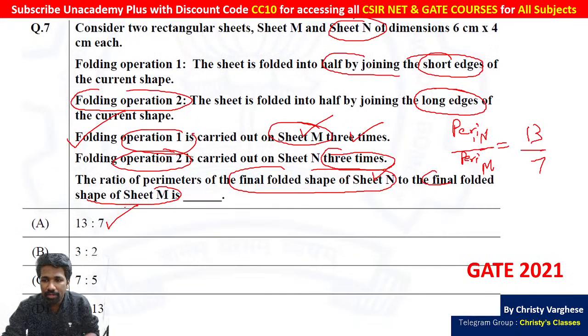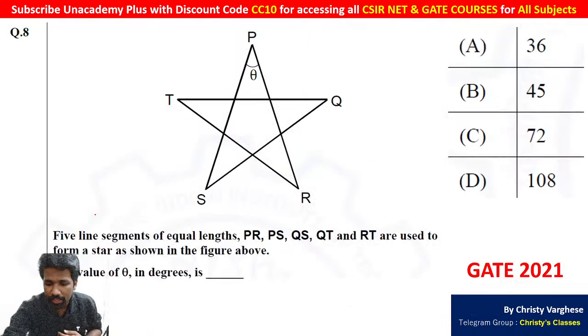13 is to 7. I hope it is clear to all of you. Option A, 13 is to 7. If that is clear, let us go to the next question. Try the next question, all of you. Another geometry problem.